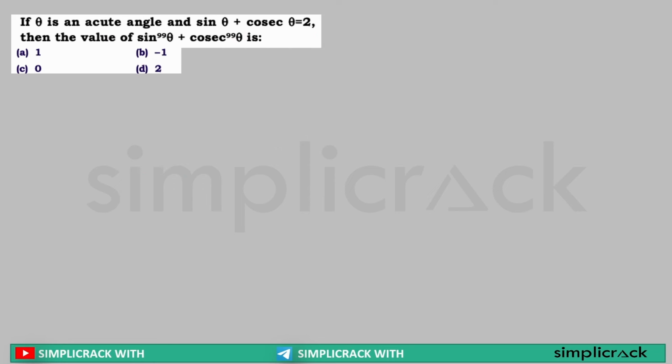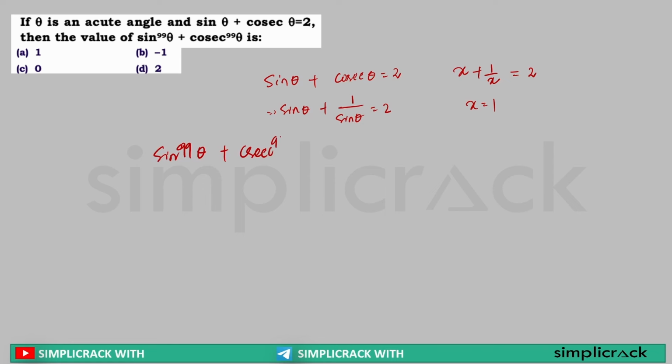Yes. Next. Sir, it is saying theta is an acute angle. Sin theta plus cosec theta is equal to 2. This can also be written as sin theta plus 1 by sin theta is equal to 2. Sir, in algebra you have told us if x plus 1 by x is equal to 2, x is equal to 1. Yes or no? That means the value of sin theta is equal to what? 1. Now it is asking what is the value of sin 99 theta plus cosec 99 theta.